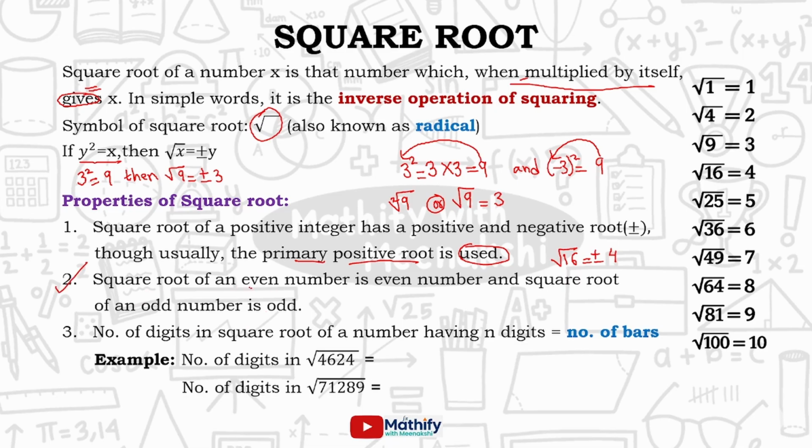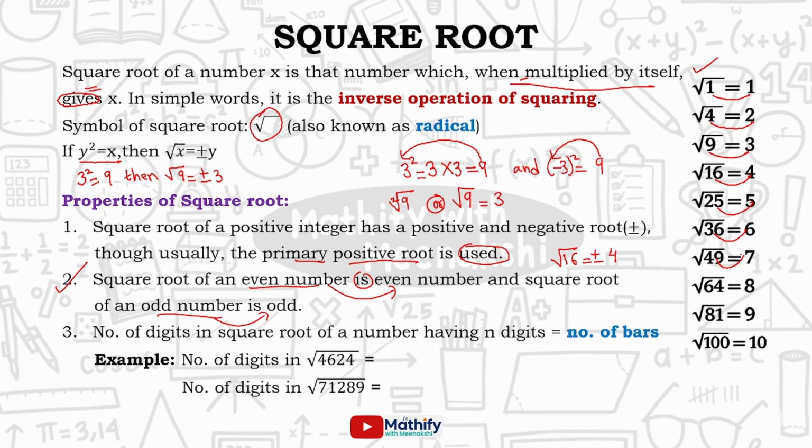Square root of an even number is even and square root of an odd number is odd. Let's see some quick examples on the right side. See, square root of 1 is 1. That means square root of odd is odd. Square root of even is even. Square root of odd is odd. And so on. So from here, we can deduce the property that square root of an even number is even and square root of an odd number is odd.